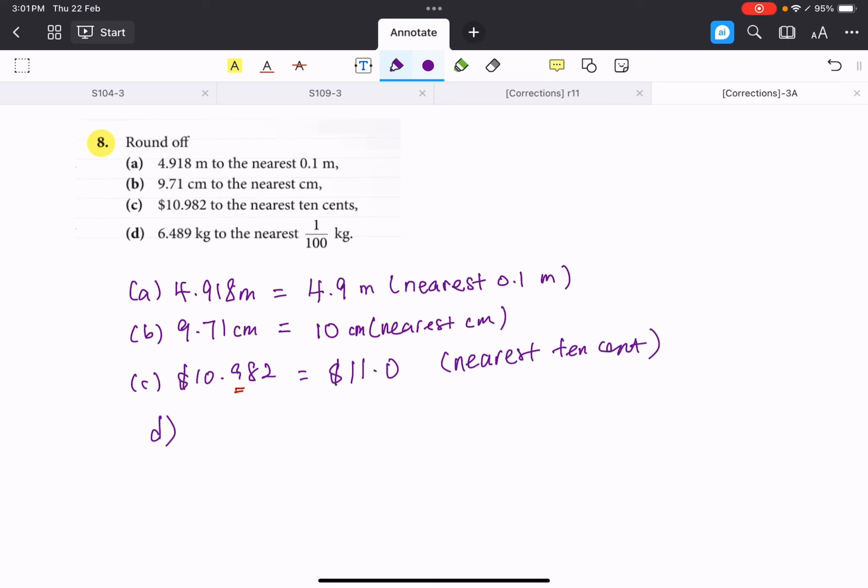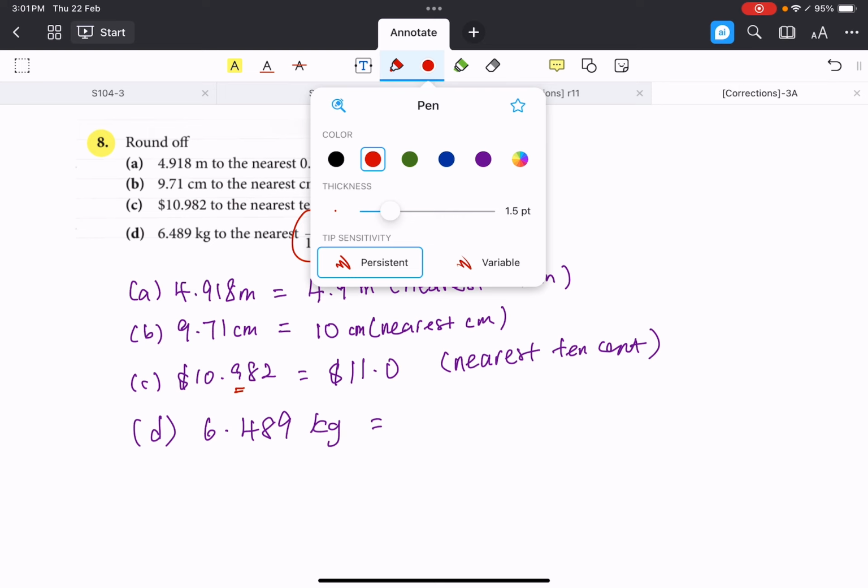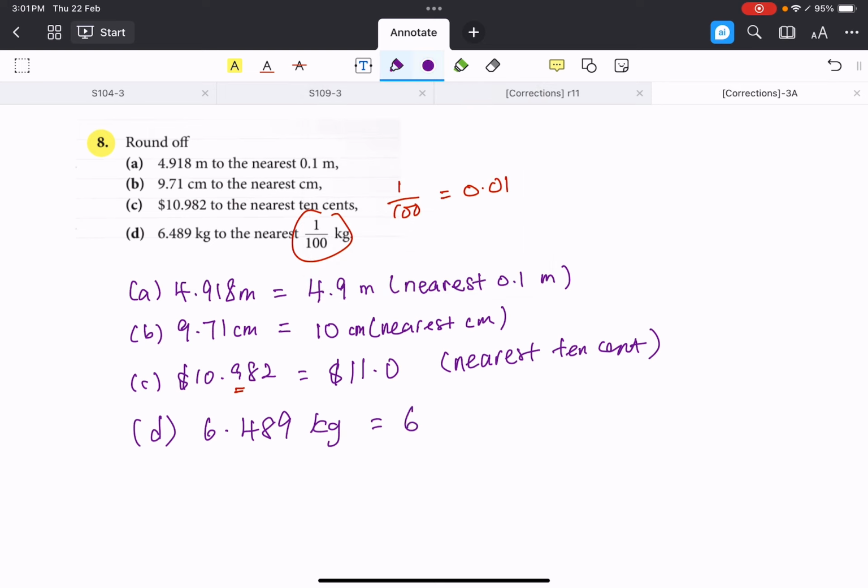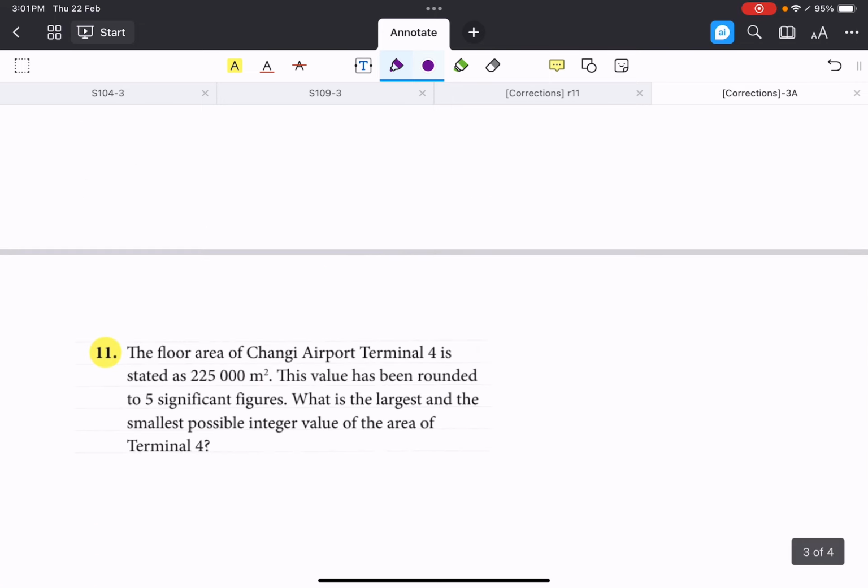Finally, part D, we have 6.489 kilogram. 6.49 kilogram to the nearest 1 over 100 kilogram. Now, let me write it down. 1 over 100 is actually the same as 0.01. So what this means is two decimal places. So with 2 decimal places, this will be 6.49 kilogram. Nearest 1/100 kilogram. Okay, next question.